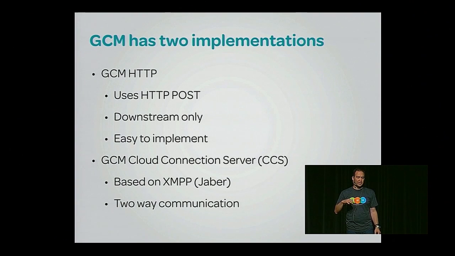GCM, as I said in the beginning, has two implementations. There's a very simple HTTP implementation that is just a REST API, and there's the XMPP implementation. I'm not going to go into details of the HTTP. It's really simple to implement. I'm going to talk about two services in the end that are similar, so there's going to be some code that would apply to using the HTTP side. So I'm going to talk more about the XMPP version that's a little bit more interesting.